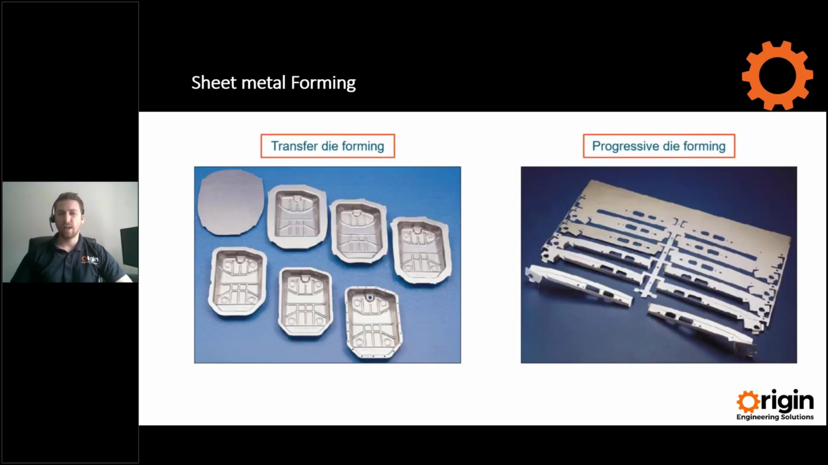So here on the left hand side, we can see the progression of a formed part, where we start with a blank, and after numerous operations down the line we get to the final part. Obviously there are different types of forming that we can do, but that just gives you an idea of going from blank to part.